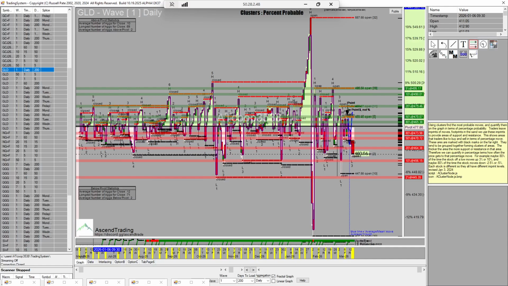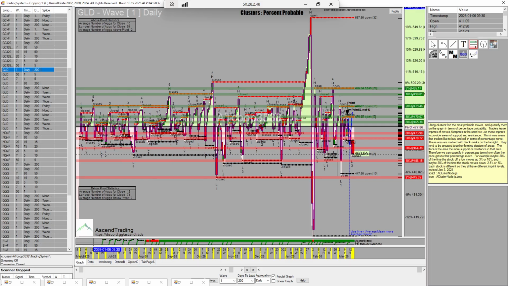Today we are going to be talking about option analyzer inside the fractal system. First things first, you want to make sure you're on an options ticker. So if you're trading NQ, you want to be on QQQ. If you're on ES, you want to be on SPY.